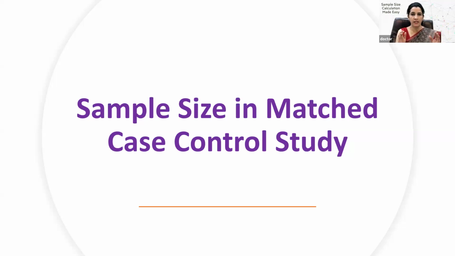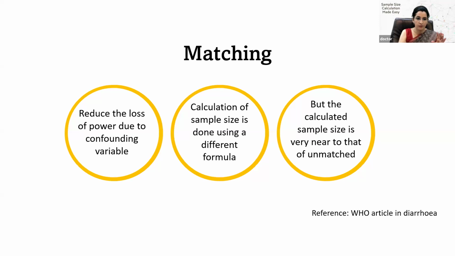For a matched case control study, you need the correlation of a confounding variable between your cases and controls. So Statulator doesn't give you a formula for a matched case control study. Basically, what happens in matching is that if there are confounding variables and you don't match, there is a reduction in power. That's why the sample size calculation should be done using a different formula, and generally not this Statulator formula.